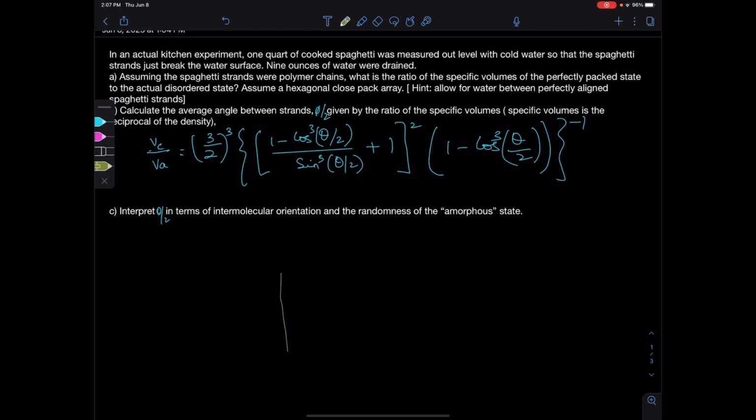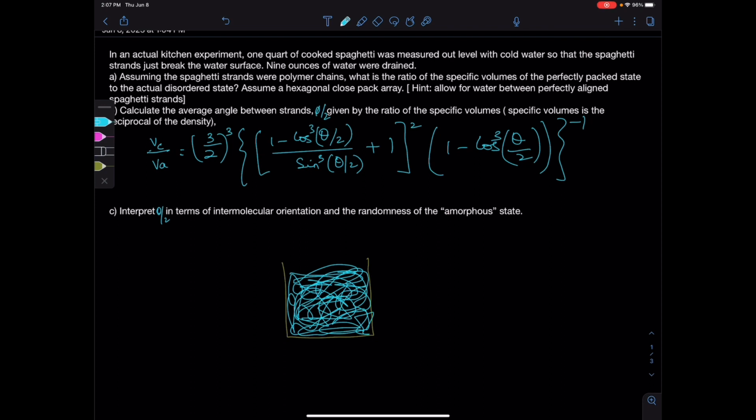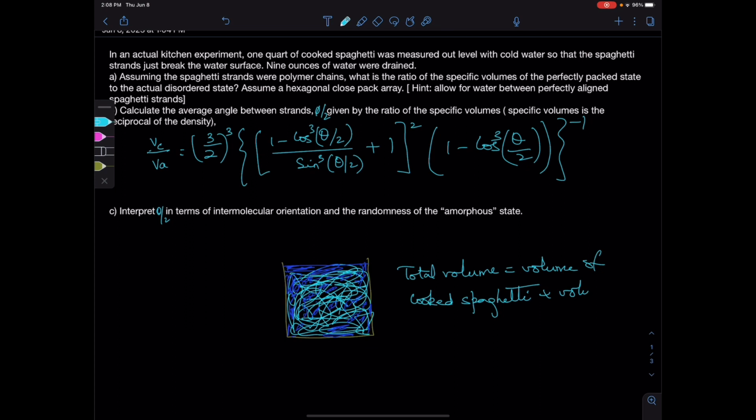For part A, assume that this is the container and this is the spaghetti strands, and then they're adding water such that it just covers up all the strands. So the water will occupy the spaces in between the strands, which means total volume is equal to volume of the cooked spaghetti plus volume of the water drained.